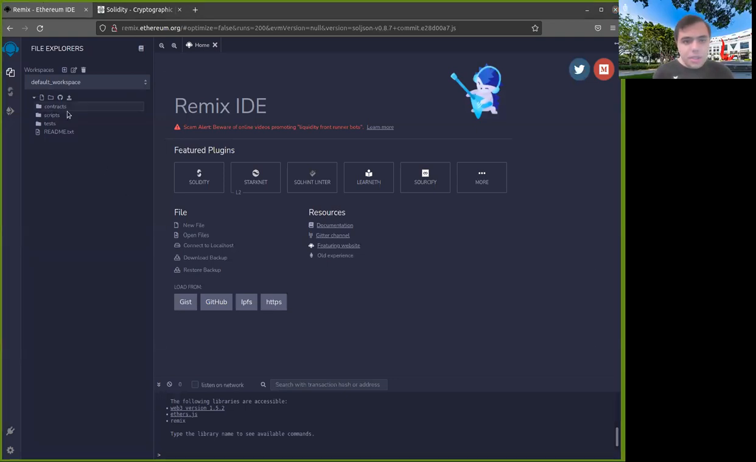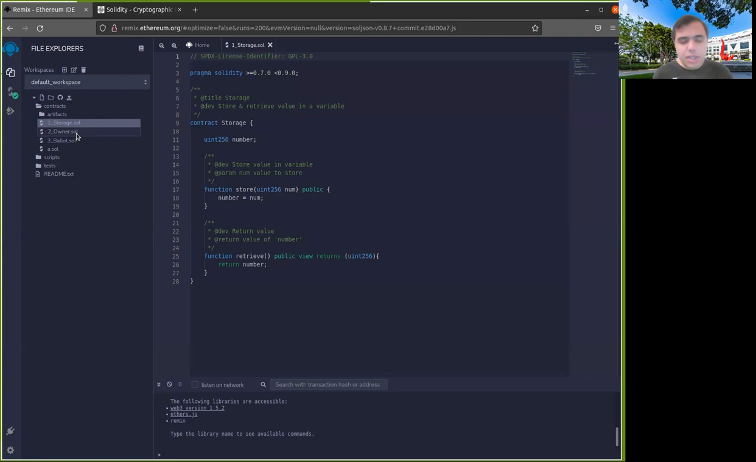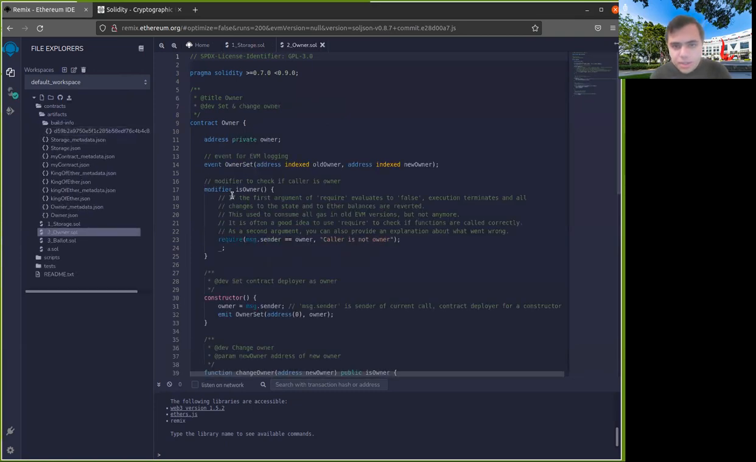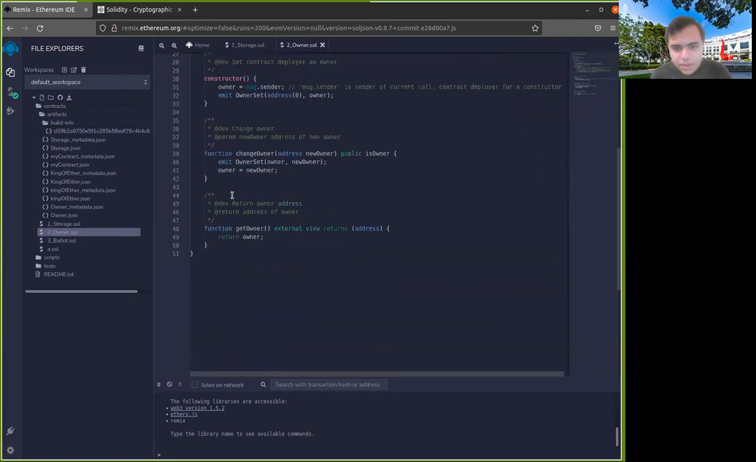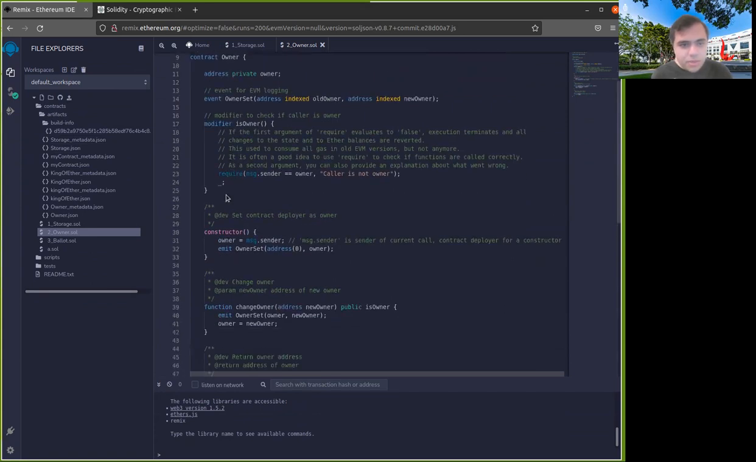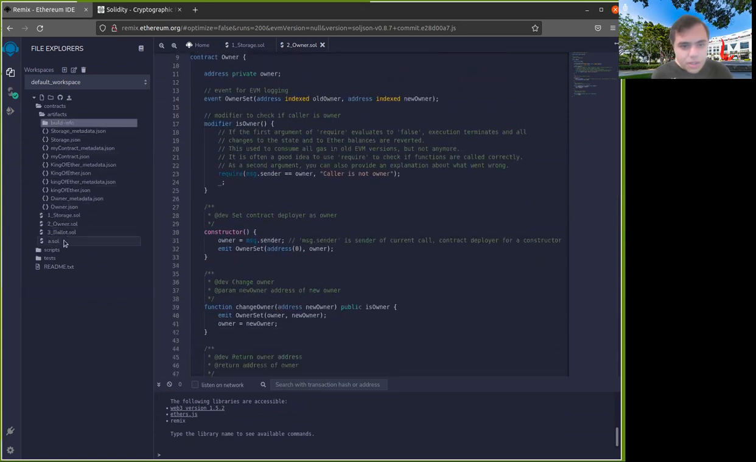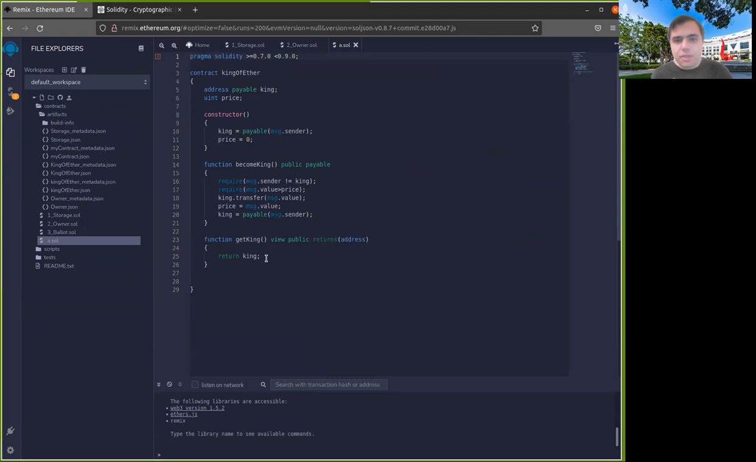Okay, so if you open the Remix IDE, you will already see a bunch of contracts that are here. And you can use this as maybe the starting point of your contract writing. And this is the contract that we wrote last time, where we basically had this king title that anyone could claim.